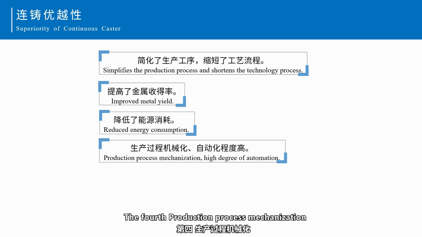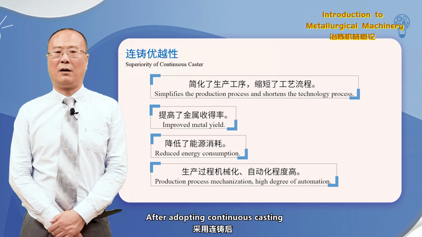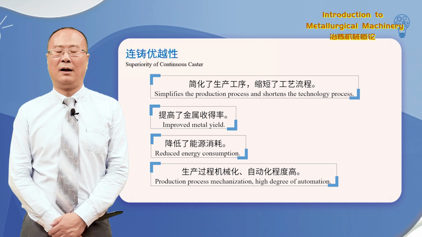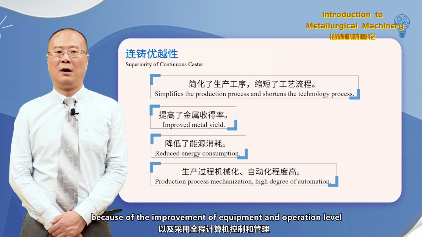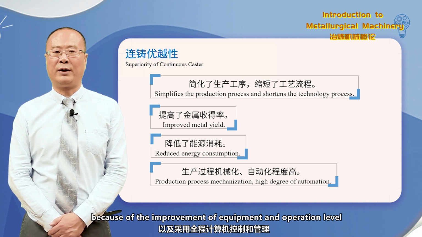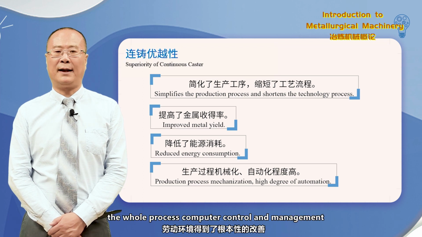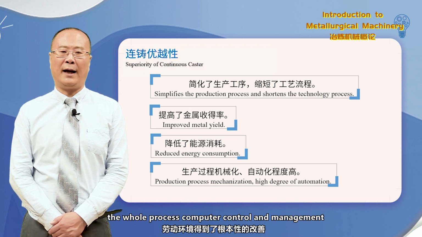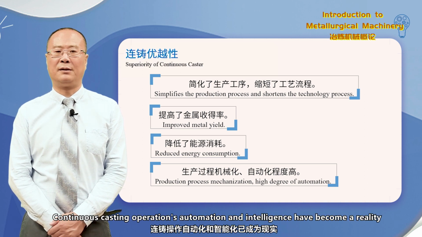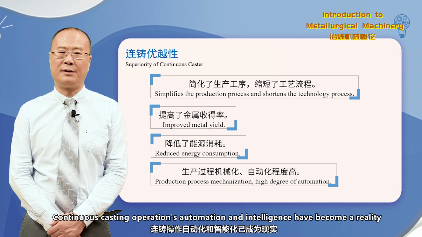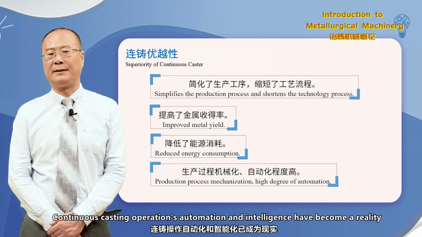The fourth, the production process is mechanized with a high degree of automation. After adopting continuous casting, the labor environment has been fundamentally improved. Because of the improvement of equipment and operation level, the whole process is under computer control and management. Continuous casting operations, automation, and intelligence have become a reality.